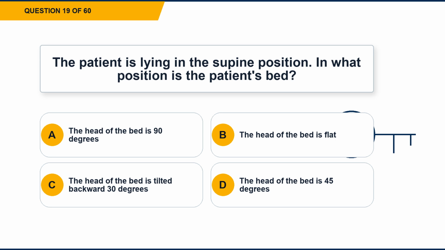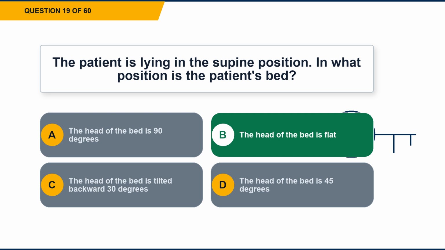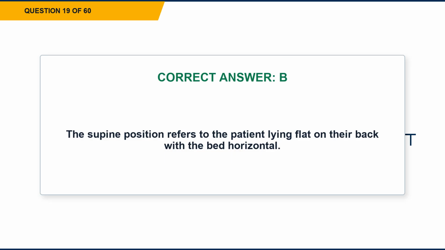Question 19. The patient is lying in the supine position. In what position is the patient's bed? Option A, the head of the bed is 90 degrees. Option B, the head of the bed is flat. Option C, the head of the bed is tilted backward 30 degrees. Option D, the head of the bed is 45 degrees. The correct answer is option B, the head of the bed is flat. Explanation: the supine position refers to the patient lying flat on their back with the bed horizontal.